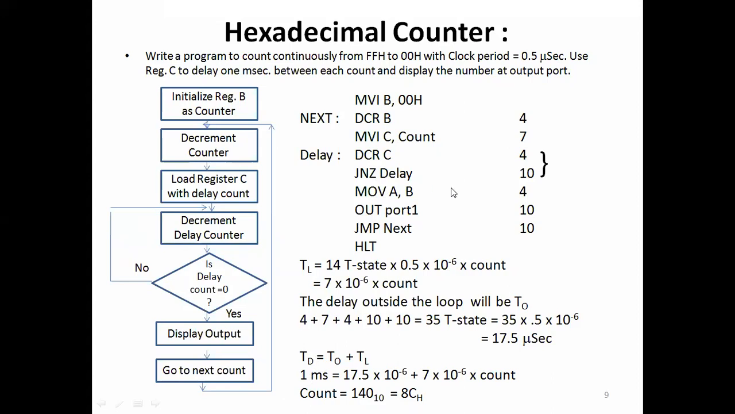So it means, first of all, FF will be displayed. And then after 1 millisecond of delay, FE will be displayed. Then after 1 millisecond delay, FD will be displayed, and so on. So in this way, this hexadecimal counter will be working all together.